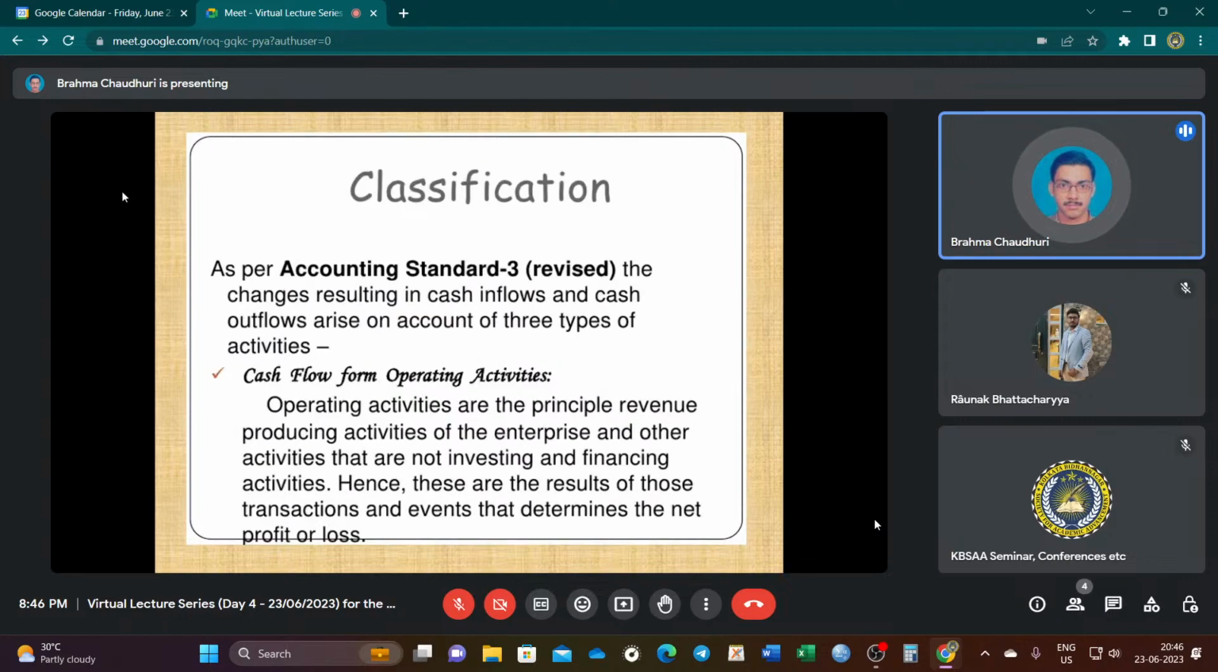Now, as per Accounting Standard 3, nowadays Indian Accounting Standard 7, statement of cash flows has already been implemented, and that is being followed. I will discuss it in detail later on. So, as per this Accounting Standard 3 and now the Indian Accounting Standard 7, the changes resulting in cash inflows and cash outflows arise on account of three types of activities.